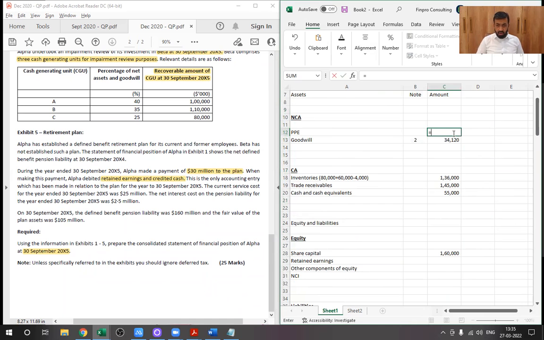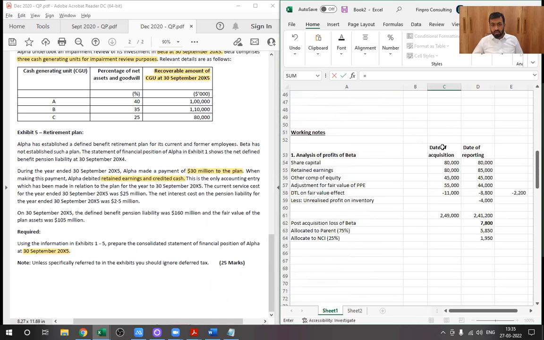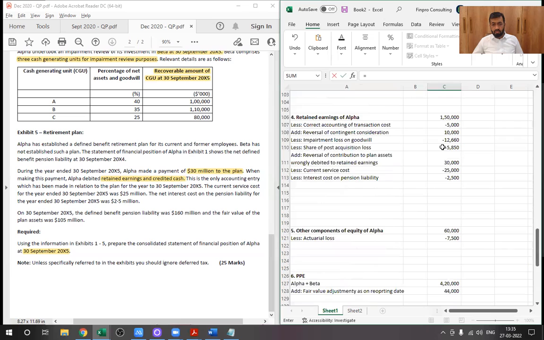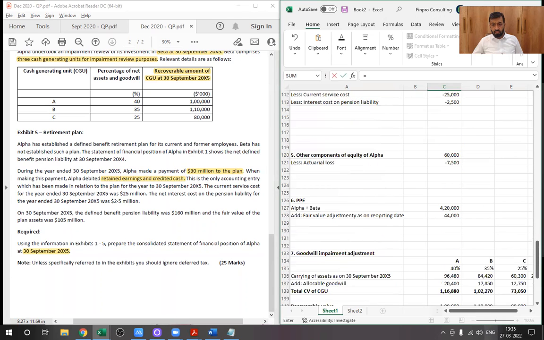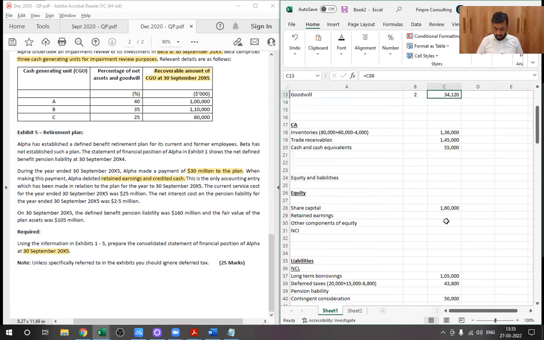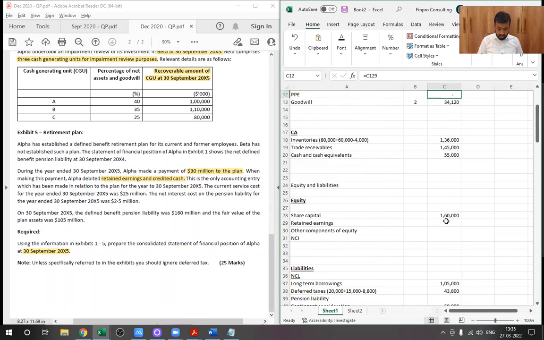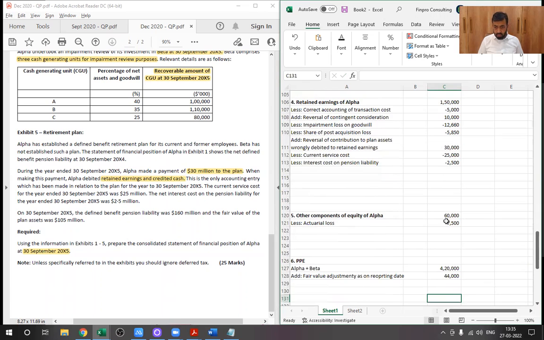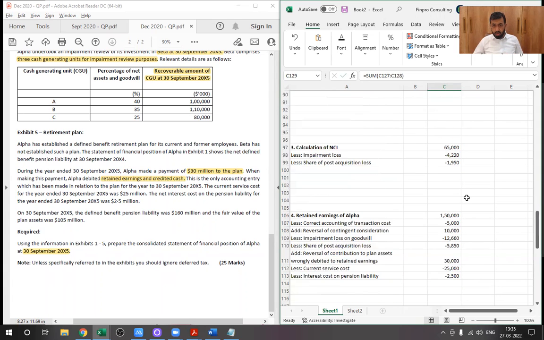PP, we will write PP closing balance. We have a... now this, we have not made a total of it, but let's do it. This is note number 6.